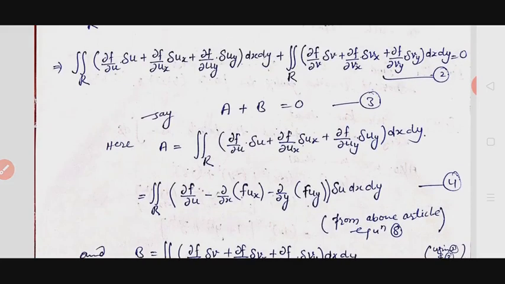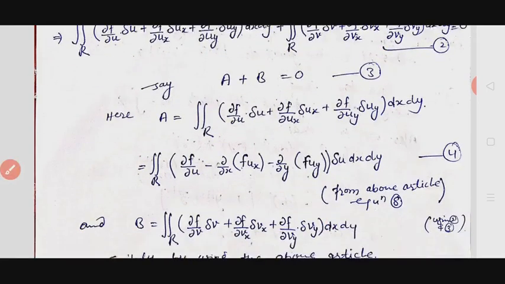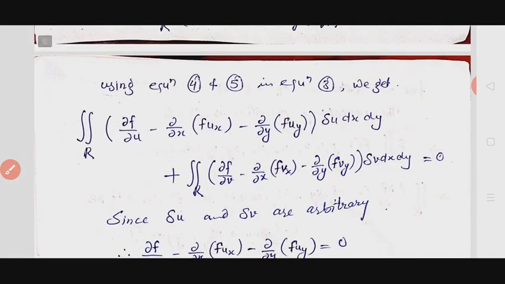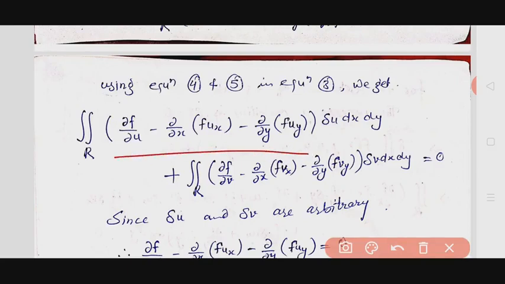Okay, toh ye dono equation ki hum yahan par value use kar dete hain, that will be this one here. So when you use this value over there, you will get this plus this equal to 0. Okay, but these two u and v are both dependent, but they are not dependent to each other. So if this plus this part is equal to 0, they are not dependent to each other, so that means individually this integral plus this integral will be equal to 0.